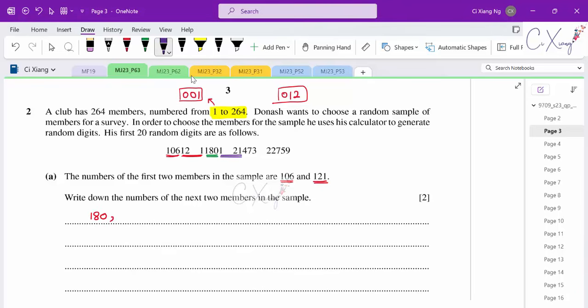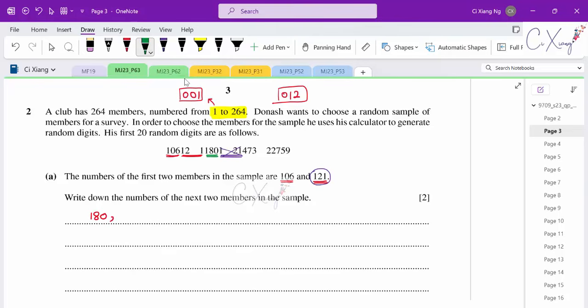Okay, so if the next number is 121, if you try to observe, 121 has been selected just now as a second member. So this member will not be included again in the group of selected members, because it has been selected just now. Okay, then how about the next one?